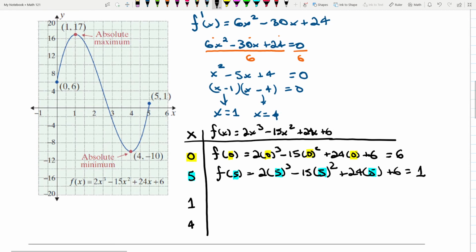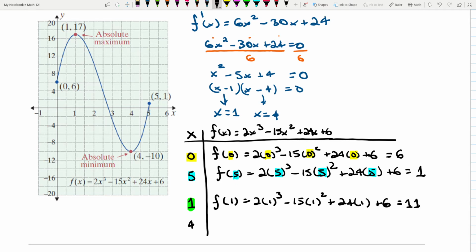The third evaluation will be with the critical values. Actually, all of them. Let's start with the first one. f of 1 equals 2 times 1 cubed minus 15 times 1 squared plus 24 times 1 plus 6. Simplifying this should give us 17. Actually, I don't like that 7, it looks like a 1. 17. Okay.